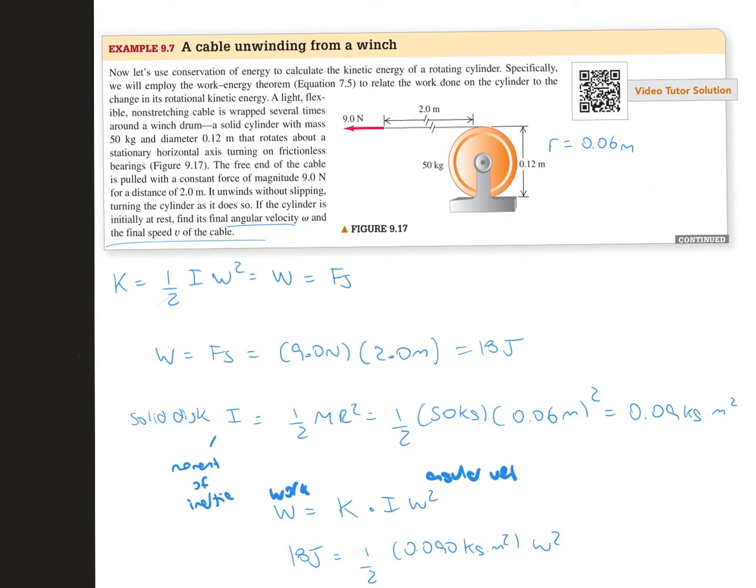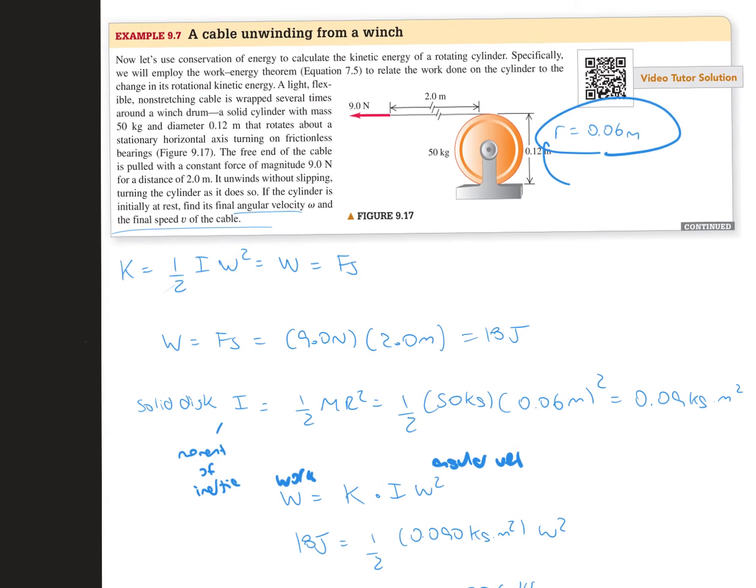Now, to find both of these things, we first have to give a value for the radius, because we know the diameter is 0.12, so half of it would be the radius. We need the radius to employ it in our equations so we can find the angular velocity and the final speed of the cable.